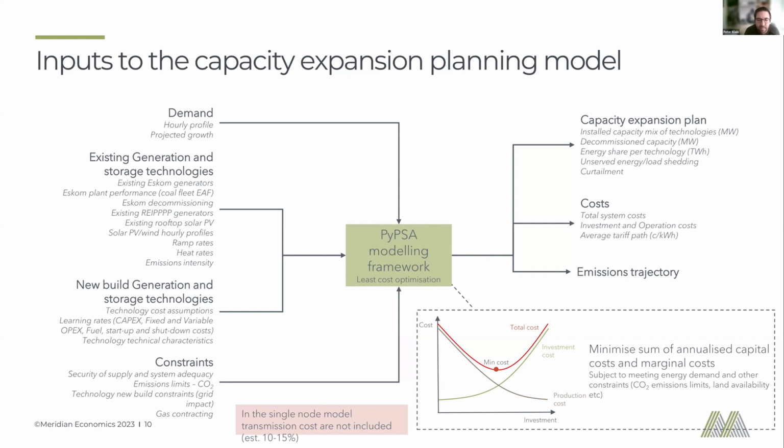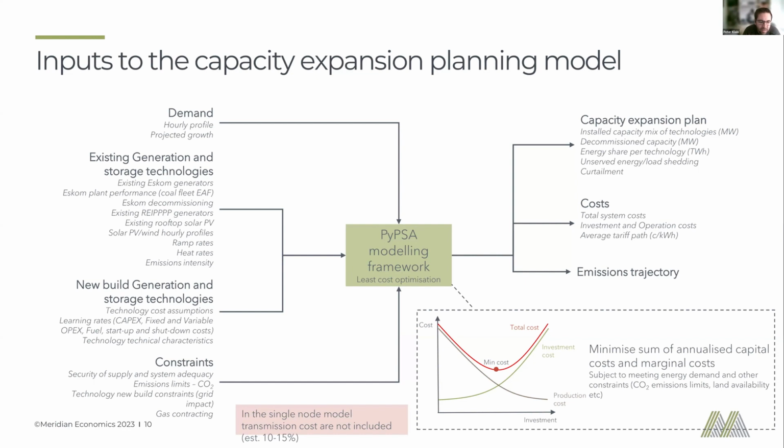Then the final main category of outputs that's becoming increasingly important is around emissions. And there you can start to look at what the average grid emissions factor would be for each mix, and how our overall emissions will come down over time.